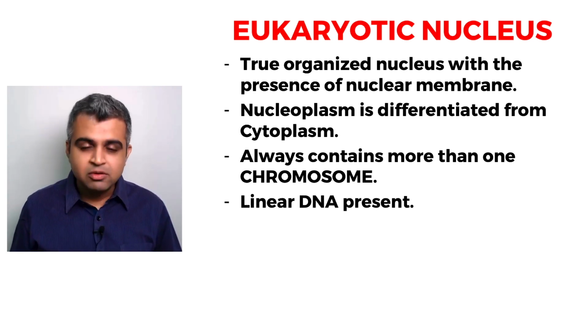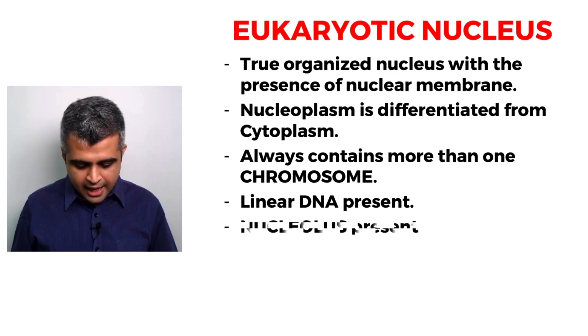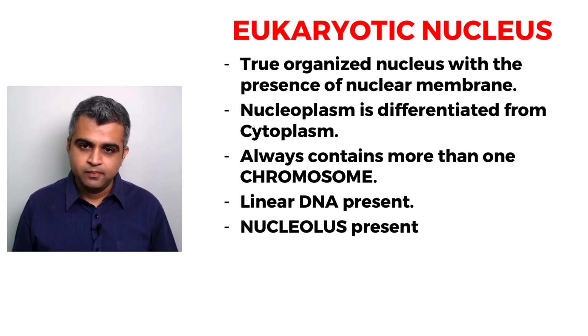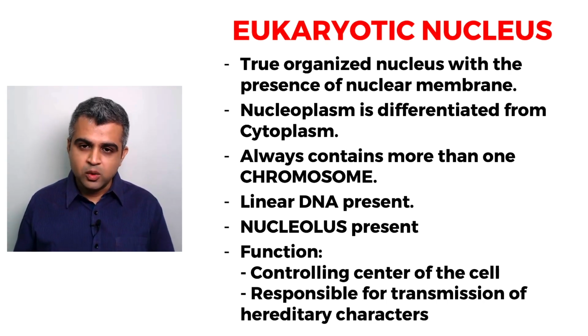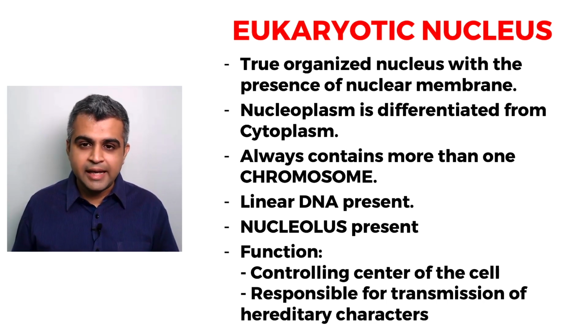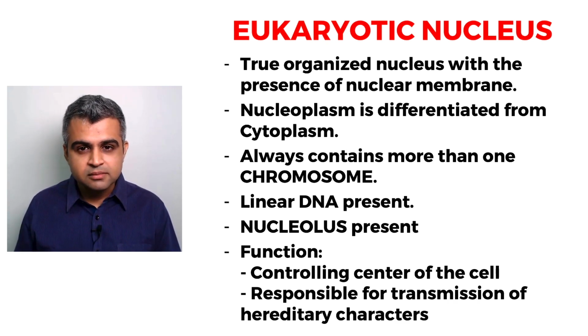There will be linear DNA as compared to circular DNA in prokaryotes, and nucleolus will be seen in a eukaryotic nucleus. Lastly, we saw the functions last time itself, that the nucleus is the controlling center of the cell. It is going to contain the genetic material in the form of DNA, RNA that is responsible for transmission of hereditary characters. Are these points now very clear with everybody?